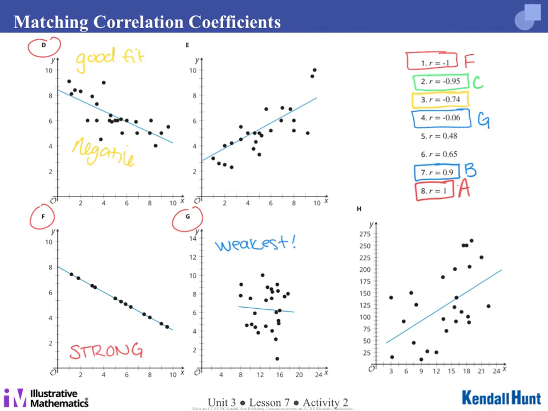Next, we're going to look at our positive correlations. You can see that E and H both have a positive slope. They're going up and to the right. The graph that has the weakest correlation would be graph H. The points are further away from that line, meaning that H's correlation coefficient would be R equals 0.48. For E, that one is stronger than H, and our only correlation coefficient left would be R equals 0.65.